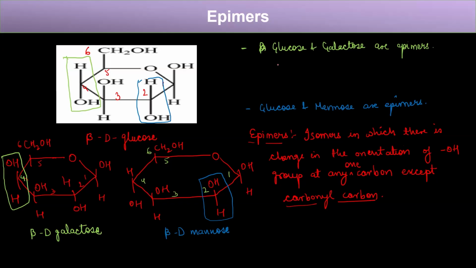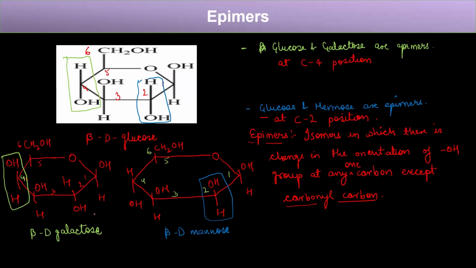So glucose and galactose are epimers at the carbon 4 position, right? While glucose and mannose are epimers at the carbon 2 position, right? At the 2nd position of the carbon. So this is about the epimers.